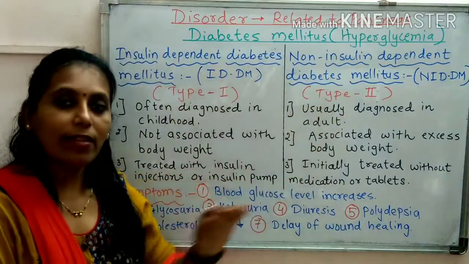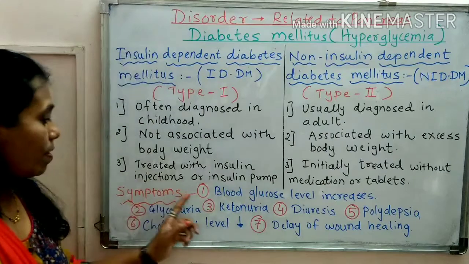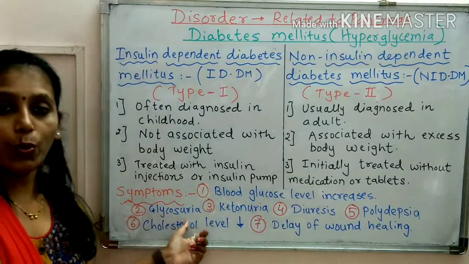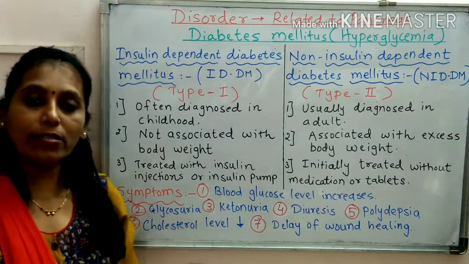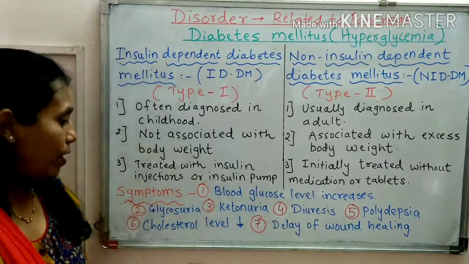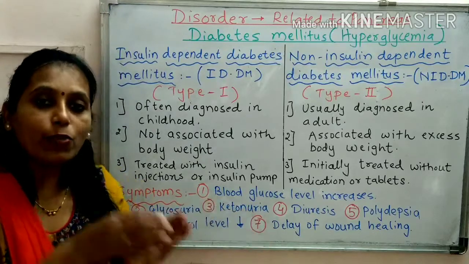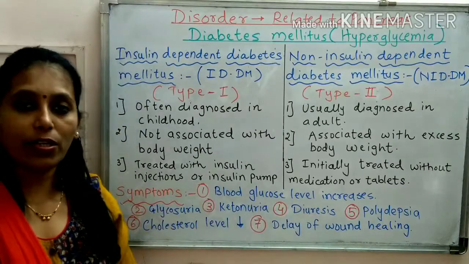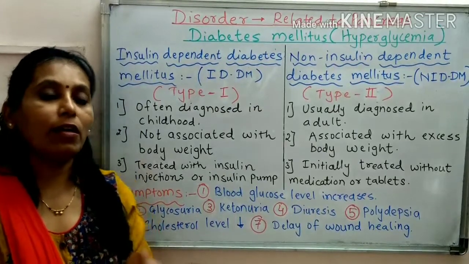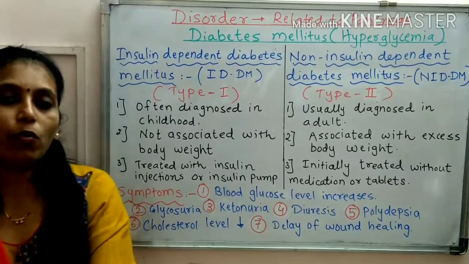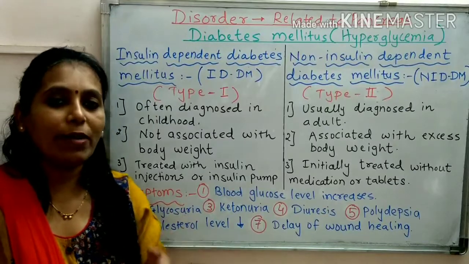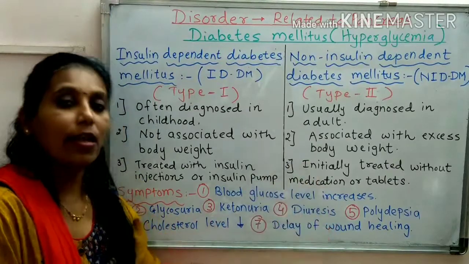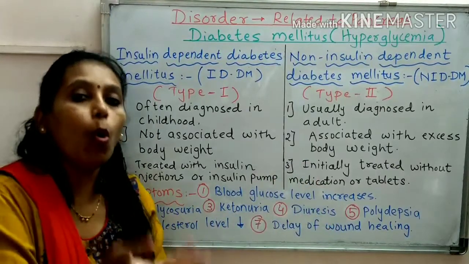In both diabetes types, the symptoms are the same. First symptom, the blood glucose level increases. Glucosuria, meaning glucose will appear in the urine. Ketonuria, ketone bodies will appear in the urine. Diuresis, frequent urination. Normally, a healthy person excretes 1.5 to 1.8 liters, approximately 2 liters of urine per day. But in diabetes mellitus, the person may have 10 times more urination.